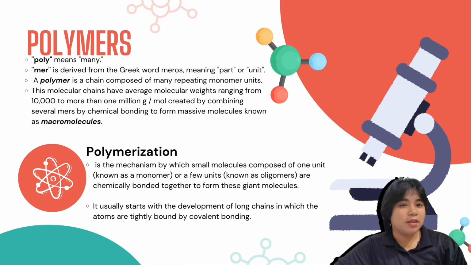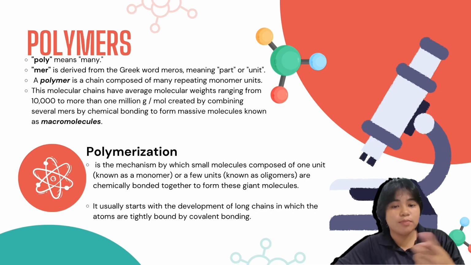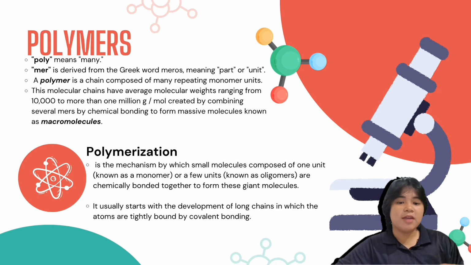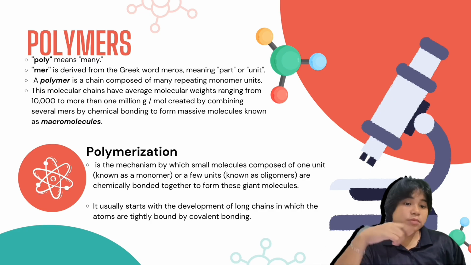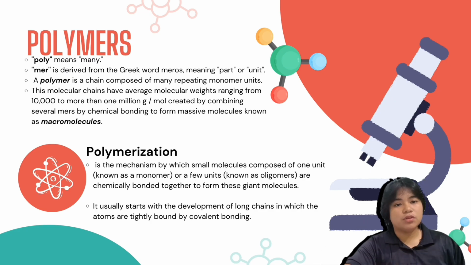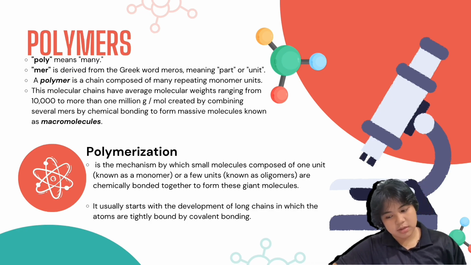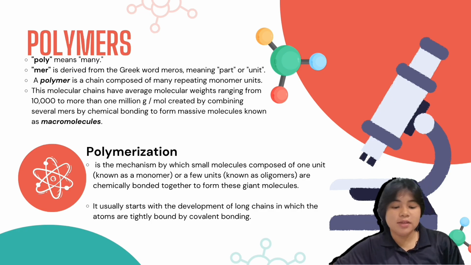So now, ano nga ba pag sinabi nating polymers? When we say polymer, from the word poly and mer, poly means many, and mer is derived from the Greek word meros, meaning part or unit. So in other words, polymer is a chain composed of many repeating monomer units. Ano yun? Ano nga ba ang monomer units? So ang monomer units, guys, it is a small basic molecule that can bind chemically to other.